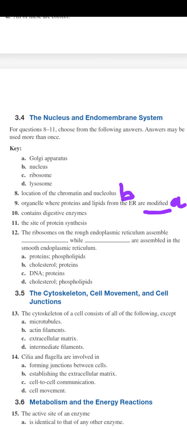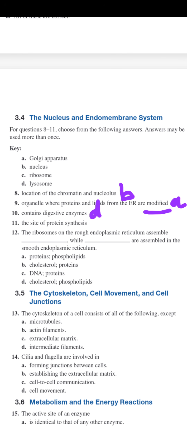Contains digestive enzymes. This is basically the job of the lysosome, whose job is to break down damaged and old organelles. So think of it like the cleanup crew. Site of protein synthesis. Again, keyword: protein synthesis, ribosome. I feel like if you just got the keyword, you would get it.